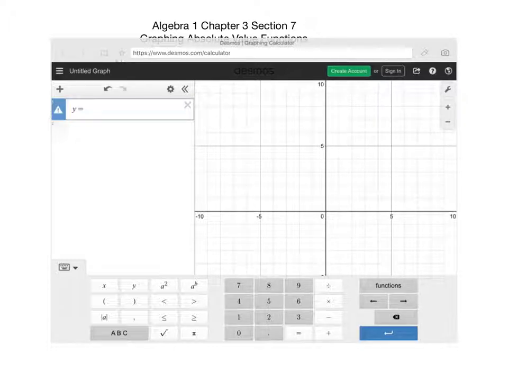Just look for decimals. One second, let me pause this. Sorry about the pause. Anyway, we're good again.